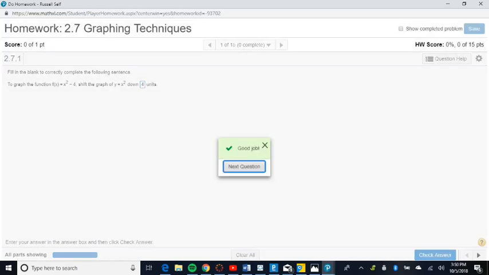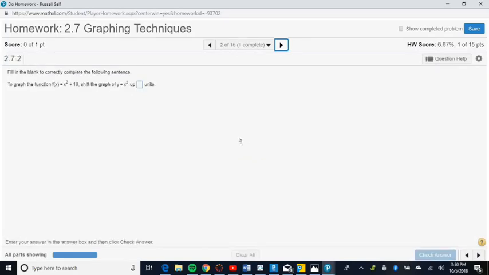Okay? So they're just trying to get you familiar with how different numbers will shift or move a graph. Okay? So let's continue to the next one. Let's see what they do. So here we have f of x equals x squared, so we know that's a parabola opening up.